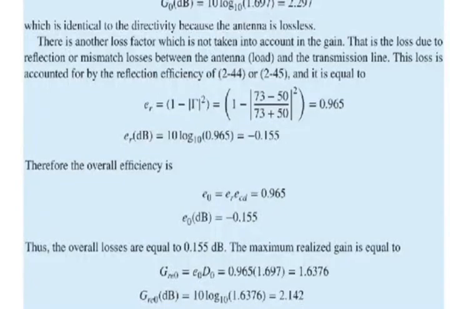So the maximum realized gain is equal to the product of total efficiency, which is 0.965, and the directivity we have computed, 1.697, and the answer is 1.6376. In dB it is 10 log of 1.6376, which is 2.142.